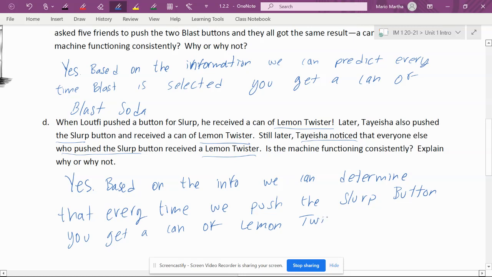That's something you wouldn't expect, right? So sometimes functions work like that. We have to expect the unexpected. But here we can say yes again, because every time you push Slurp, you get a can of Lemon Twister. So we might assume that the person filling the machine put all the Lemon Twisters in the Slurp section.